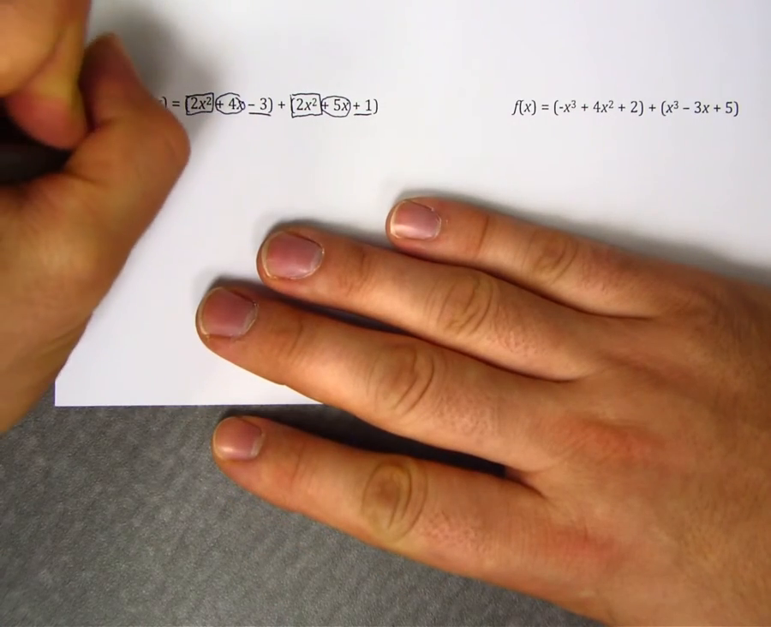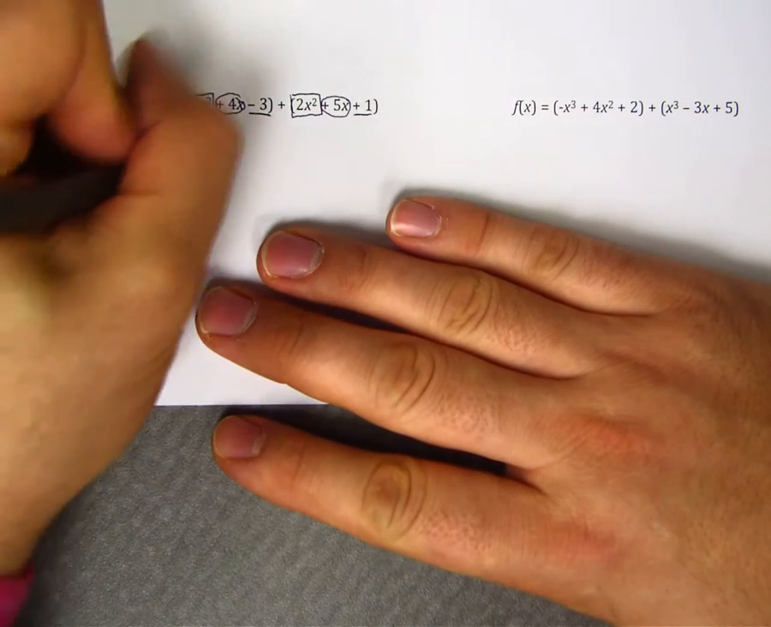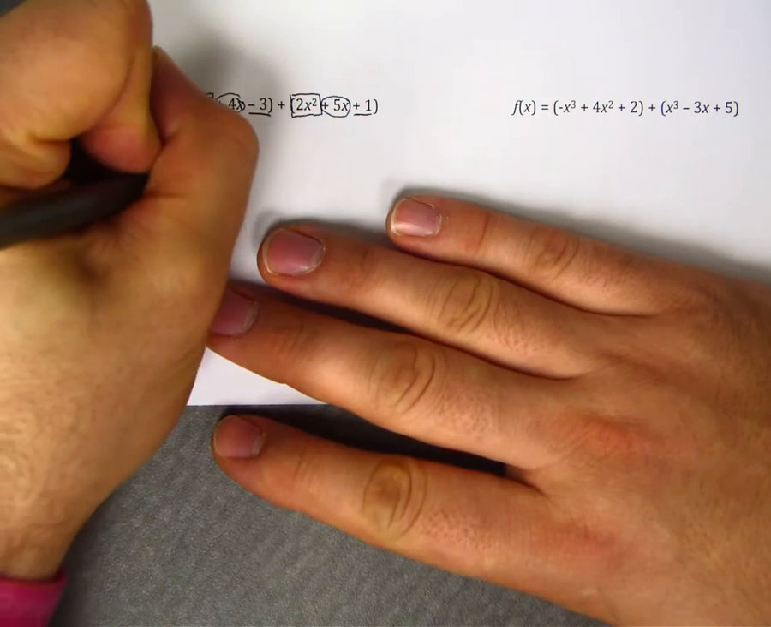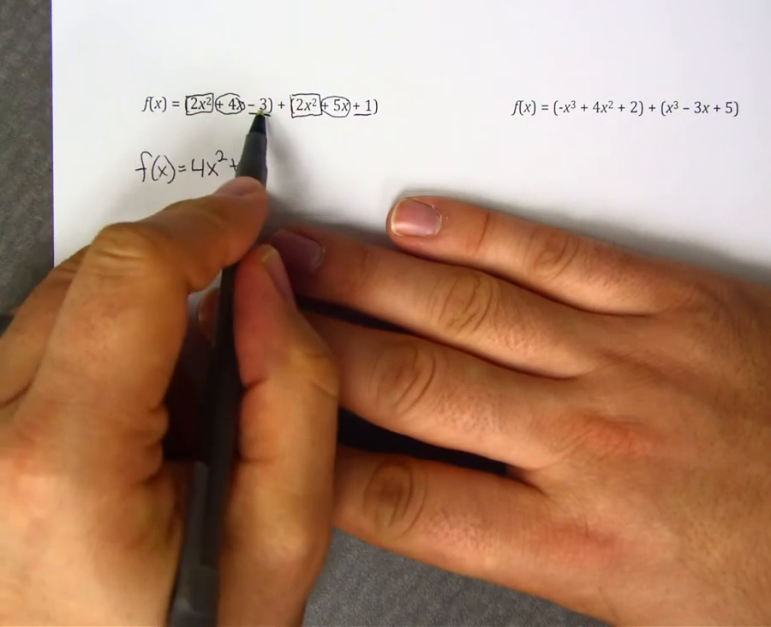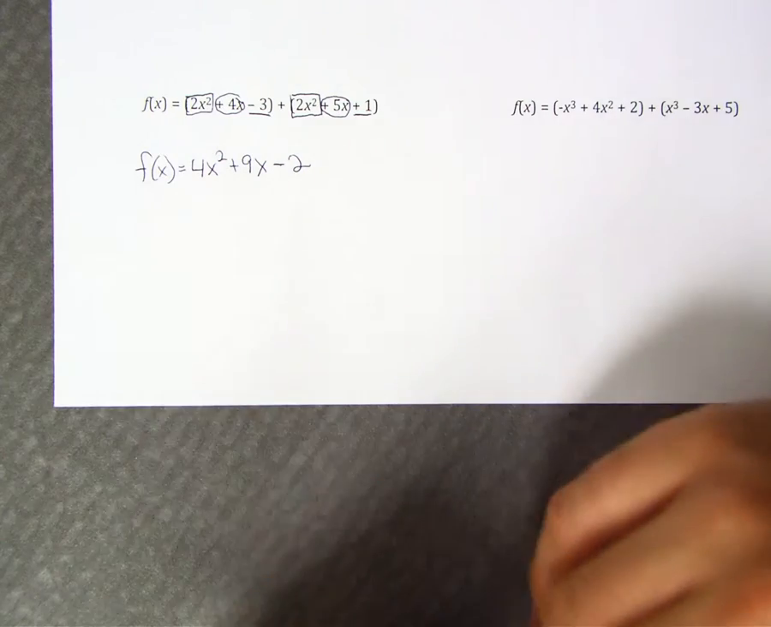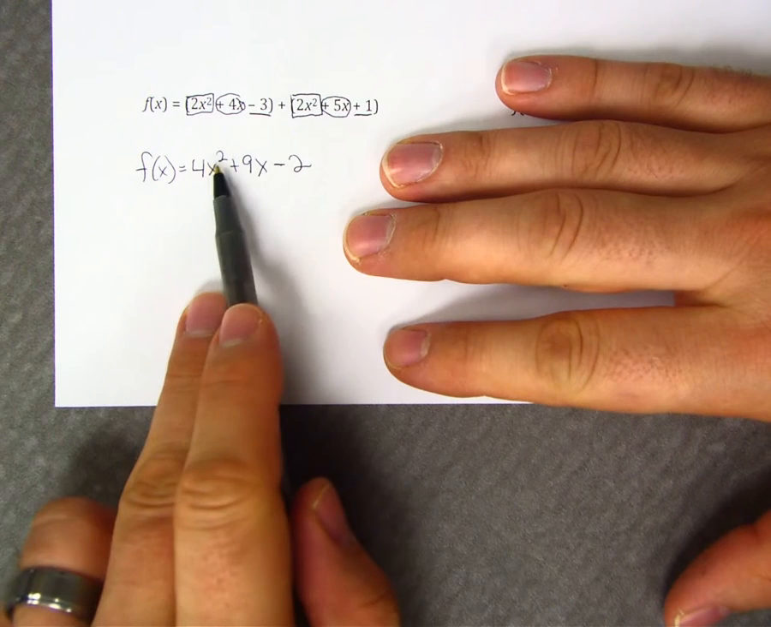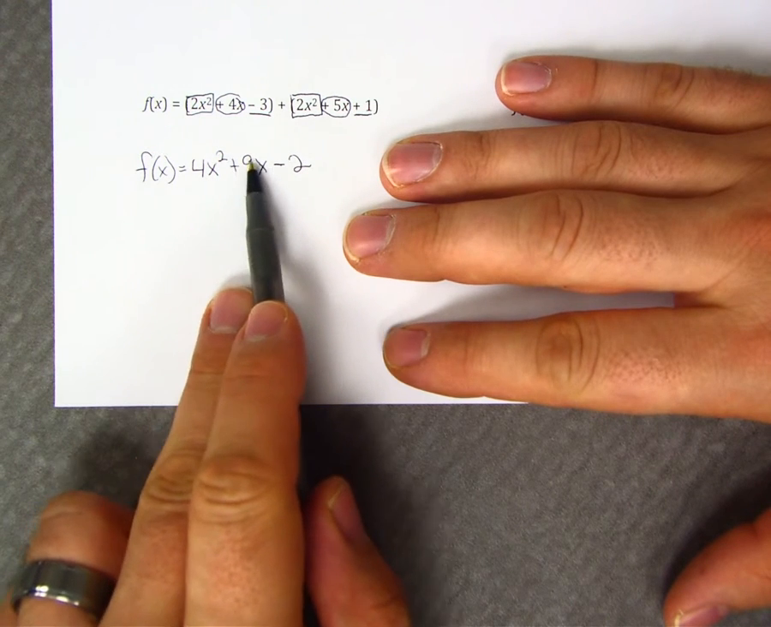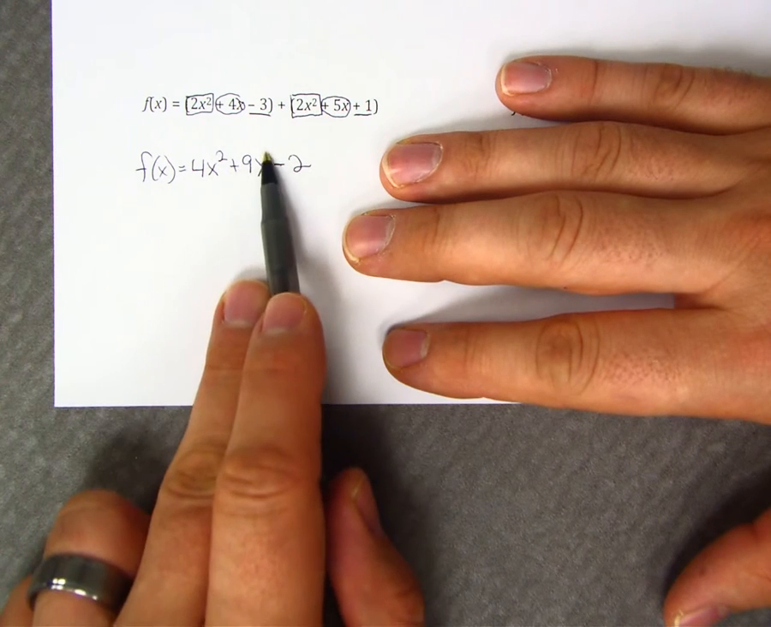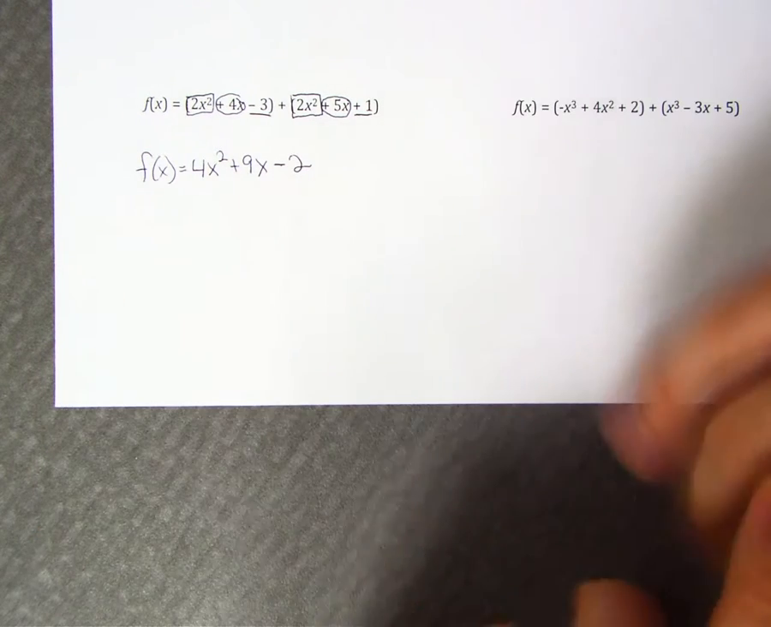So I'm going to write this out as f of x equals the 2x squared plus 2x squared. They're both positive, so that's going to be 4x squared. 4x plus 5x, that's going to be 9x. And then negative 3 plus 1 is negative 2. That's all there is really when you're adding polynomials. You've got to make sure that you combine like terms. We also want to write them in order from the highest degree to the lowest degree. So this is a second degree monomial, this is a first degree monomial, and this is a 0 degree monomial. So from highest to lowest.